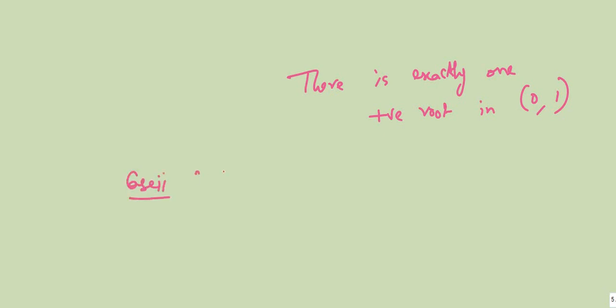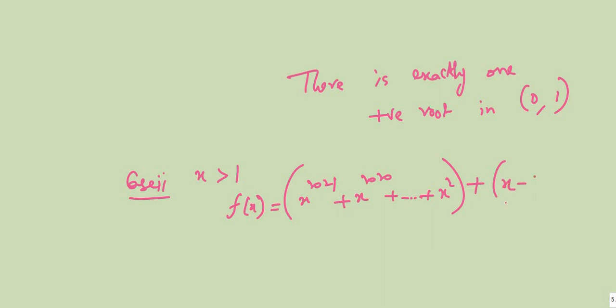Case 2: let's check whether any root exists for x greater than 1 for the polynomial f of x equal to 0. I can write f of x as x power 2021 plus x power 2020 plus so on plus x square, plus x minus 1. Now when x is greater than 1, x minus 1 is strictly positive. And also when x is greater than 1, all these terms are positive. So this whole thing is a positive quantity.